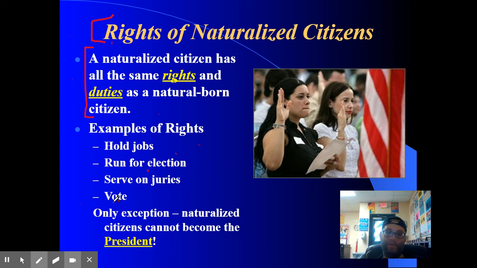The only exception, if you want to write this, you can. The only exception is that a naturalized citizen cannot become president. It's in our Constitution that a requirement for the presidency is you have to be 35 years old and a natural born citizen. I guess they didn't want people coming from other countries to become president, but besides that, they're the exact same in every way.